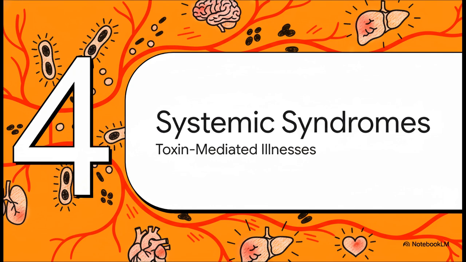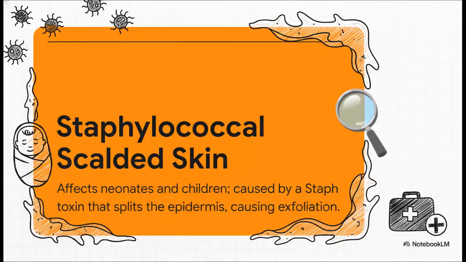Now, in some rare cases, it's not actually the bacteria themselves, but the toxins they produce that cause the biggest problems. These toxins can get into the bloodstream and affect the entire body, leading to some very serious conditions. First is something called staphylococcal scalded skin syndrome, or SSS for short. This is caused by a specific toxin from staph bacteria, and it mostly affects newborns and very young children. What it does is cause the top layer of skin to peel away in sheets, so it looks like a severe burn or scald. It looks absolutely terrifying, but the good news is that with treatment, the prognosis is generally very, very good.